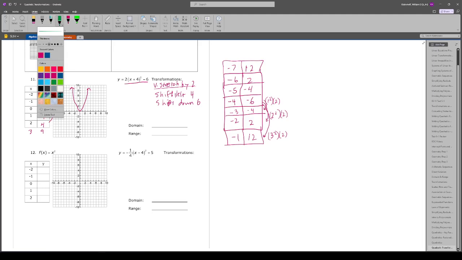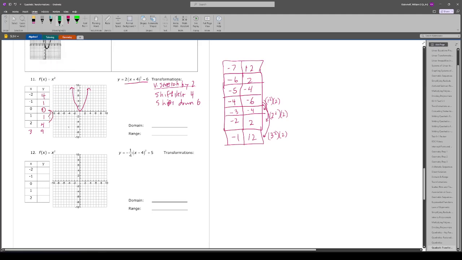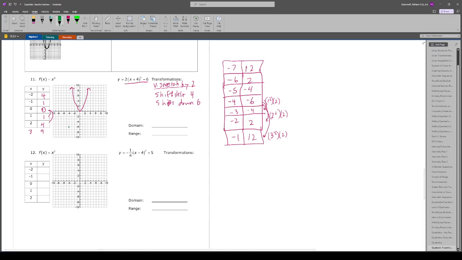So our vertex went to negative 4, negative 6 right here. And then plotting a couple more points, we have negative 3, negative 4. So we went up by 2 instead of up by 1. That seems right. We have negative 2, 2. So now we're way up here. And then negative 1, 12. And by then we are up here off the graph. So much steeper parabola for this one.